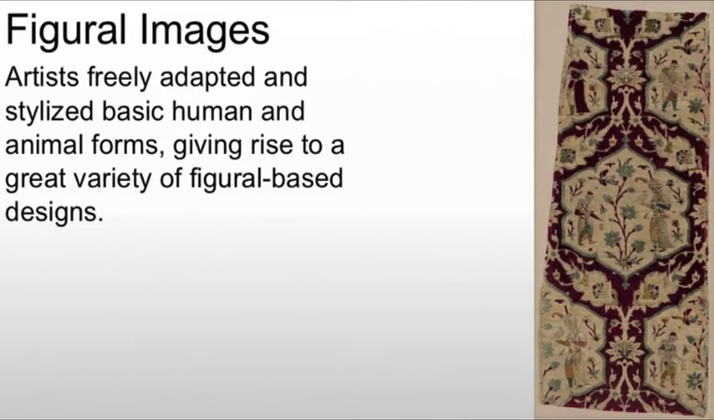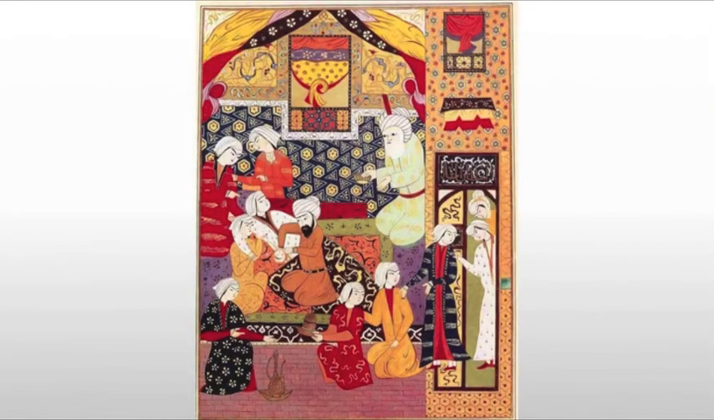Then we have figural images, and these are much more rare. Now, throughout the class, throughout this playlist, I've told you Islam is aniconic, which it is. But, under certain traditions and certain circumstances, they can use the human figure. Figural images are simply motifs and images that use the human form. Pretty straightforward.